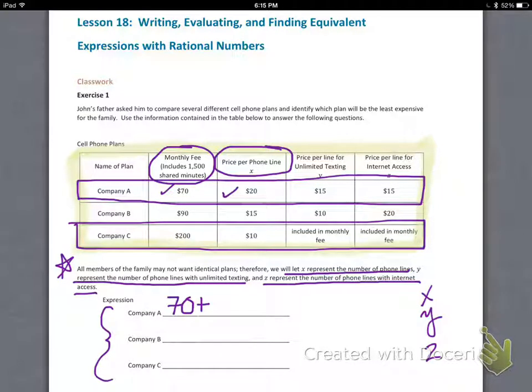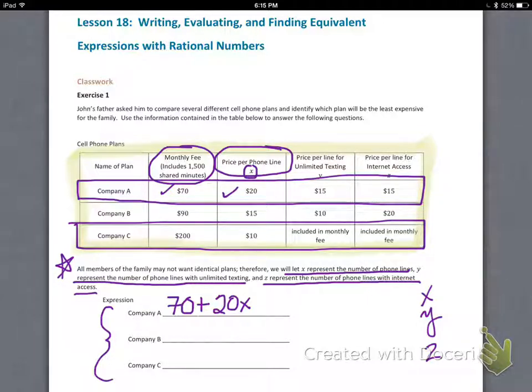It's $20 per phone line. And we said that X was going to represent the number of phone lines, okay? And we can see we have that noted there, X. So what we're going to do is go ahead and put 20X. And this is how we express that part of this expression, because we have 20X.